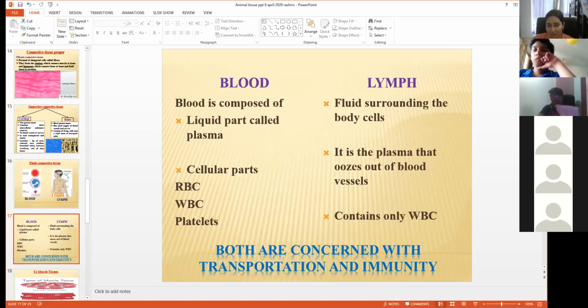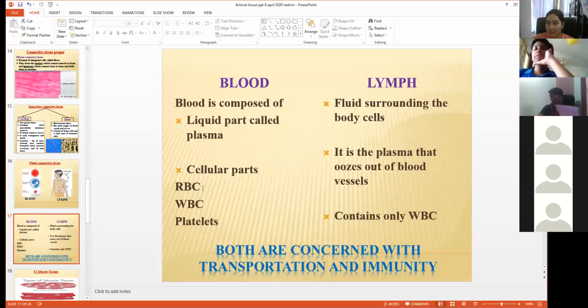Now, students, coming to the function of each of these, plasma is a liquid in which all these cellular components are suspended, right? Apart from this, the plasma will also have inorganic salts. It will also have nutrients. RBC, WBC, and platelets, all of them are suspended in the plasma.